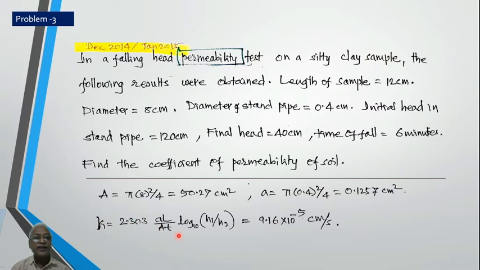2.303 aL by AT log to the base 10 H1 by H2. I'm taking log to the base 10 because I'm multiplying with this. If you are not multiplying, then aL by AT log H1 by H2 to the base e. So if you substitute 0.1257 for this, 12 centimeter for this, 50.27 for this, 6 into 60, H1 is 120, H2 is 40, and simplify, we'll be getting 9.16 into 10 raised to minus 5 centimeter per second.